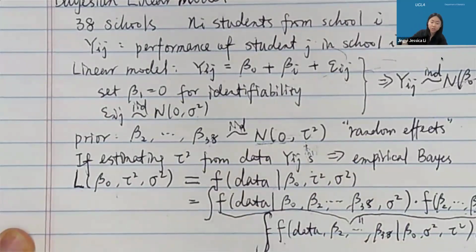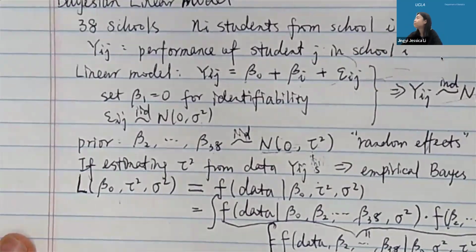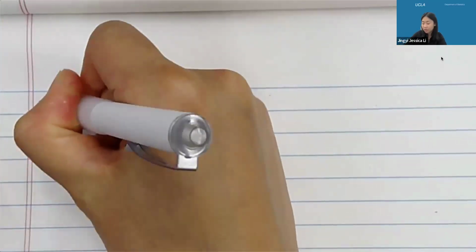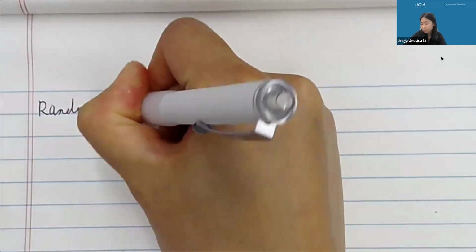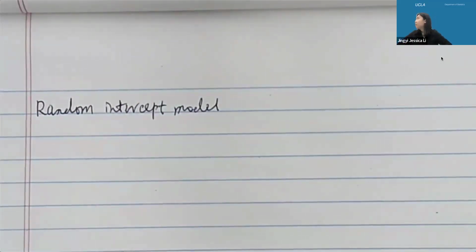Okay, so if we go one more step, we want to say, what if we have another covariate besides the school? So second example, let's make it a little more complicated. We call this type of linear mixed model a random intercept model, which I wouldn't say is the simplest, but which is the most commonly used linear mixed model in practice.